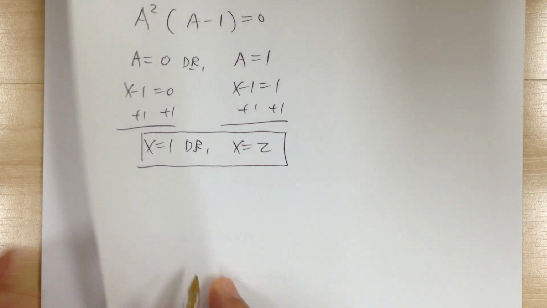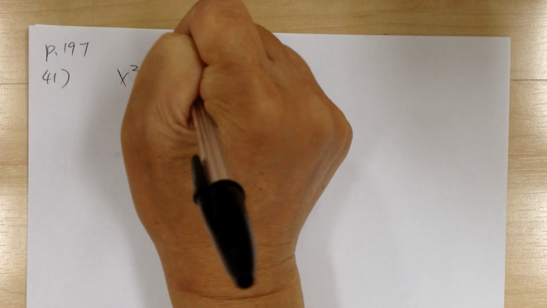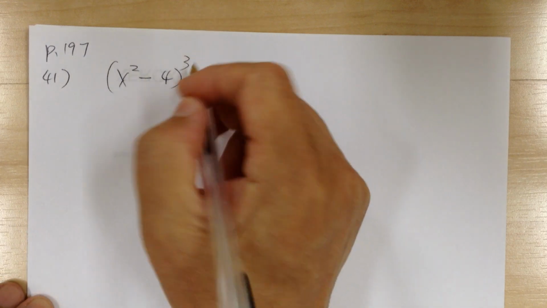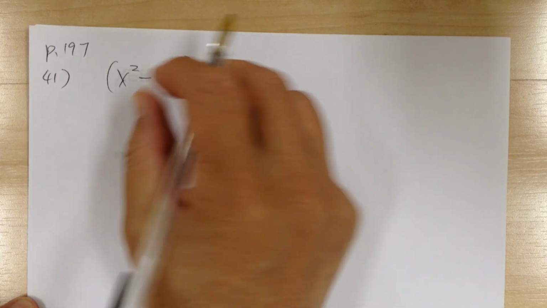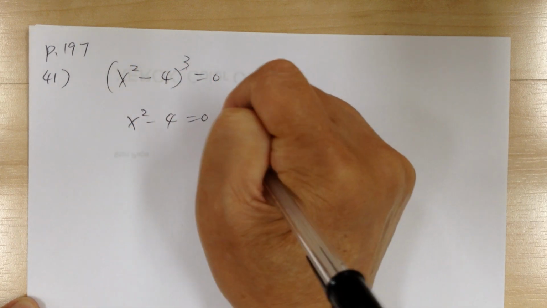Okay, let's go to the next one. Number 41. You got (x squared minus 4) to the 3 equal to 0. Okay, so this one, you're going to get a triple root. So what you do is you get x squared minus 4 equal to 0, and this is a triple root.